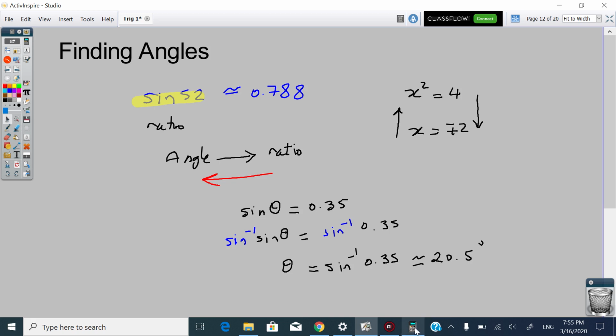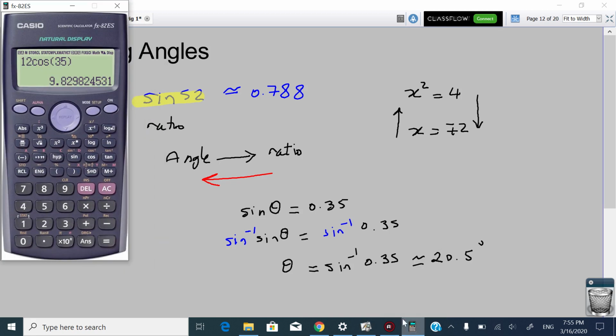Now this is something that we can do on the calculator. You need to press shift and then sine, so you get sine inverse. And as you can see, the line in yellow matches the shift color, which is yellow. And then you say 0.35, and that gives you 20.5 degrees.